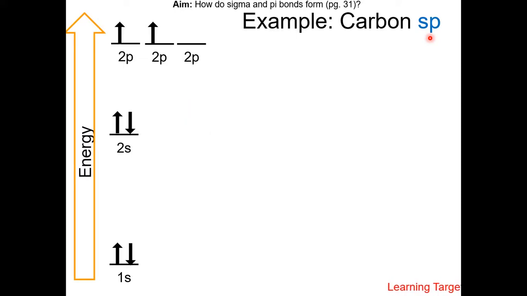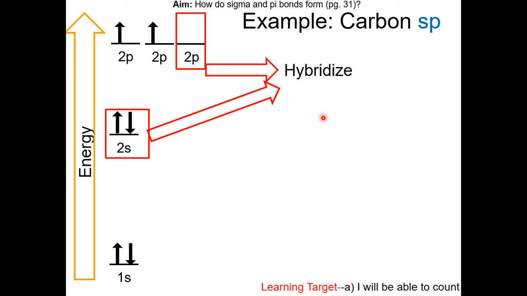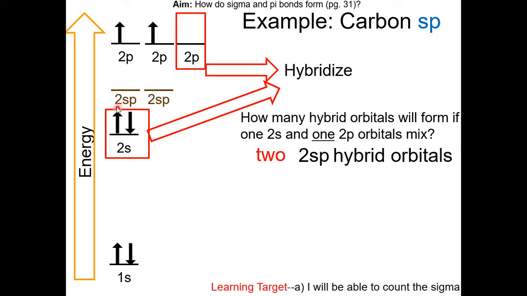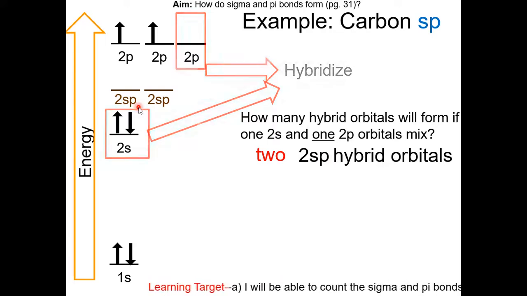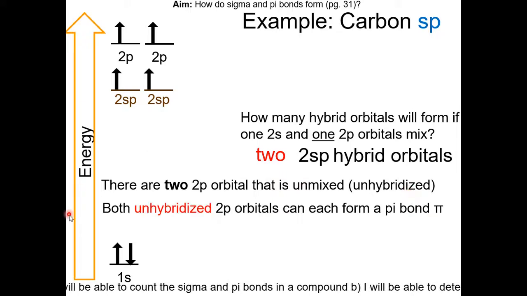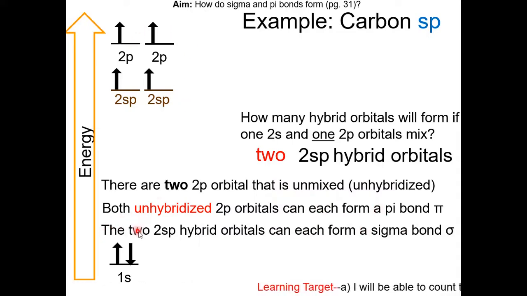In sp hybridization, the 2s orbital will mix with one of the two p orbitals to form the hybrid orbitals. How many hybrid orbitals will form if one 2s and one 2p orbital mix? Since we are mixing two atomic orbitals, we will get two hybrid orbitals. Here are two sp hybrid orbitals. There are two 2p orbitals that are unmixed, unhybridized. Both unhybridized 2p orbitals can each form a pi bond. The two sp hybrid orbitals can each form a sigma bond.